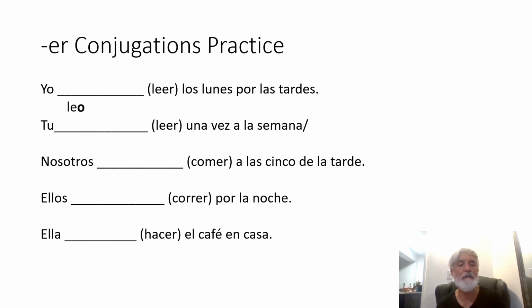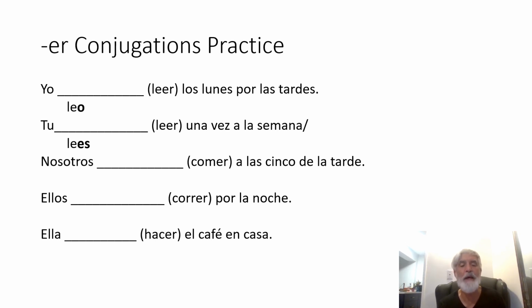Okay, you want to now conjugate leer with tú, and una vez a la semana. Una vez means once a week. Okay, so we want to say you read once a week. So how do I conjugate that verb? I get the stem, le. What's the ending for tú? It's es. Okay, so tú lees. Tú lees. Here the two e's kind of align together, and so it's tú lees. You read. What about nosotros?